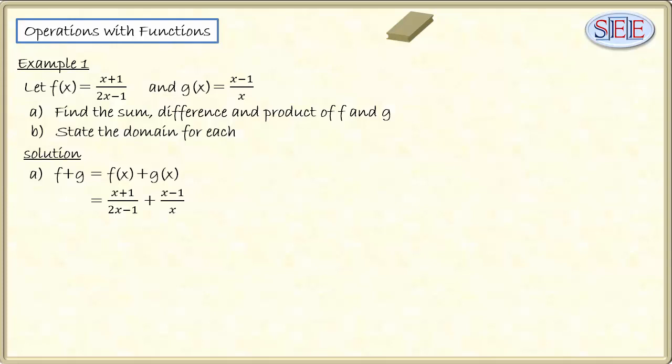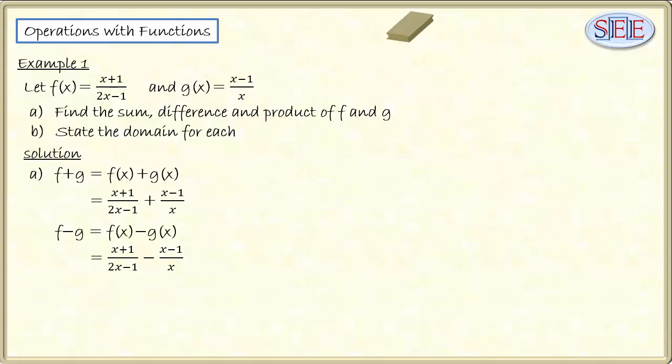I will move ahead to get the difference of two functions, that is f minus g. According to the definition, f minus g is f of x minus g of x. My f of x is x plus 1 all over 2x minus 1, I substitute it, and my g of x is x minus 1 all over x. Therefore, the difference of the two functions, f minus g, will be equal to x plus 1 over 2x minus 1 minus x minus 1 all over x. This is the difference of the two functions.